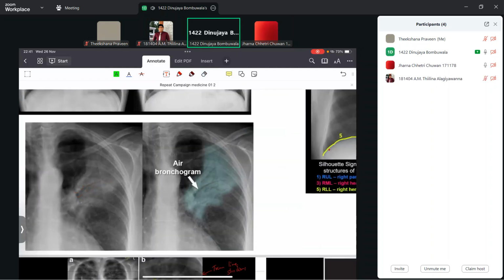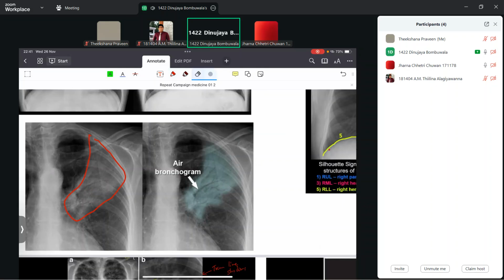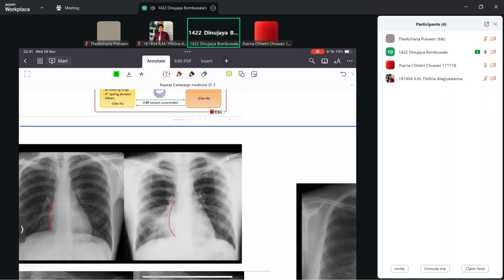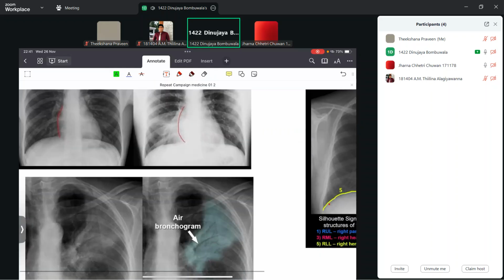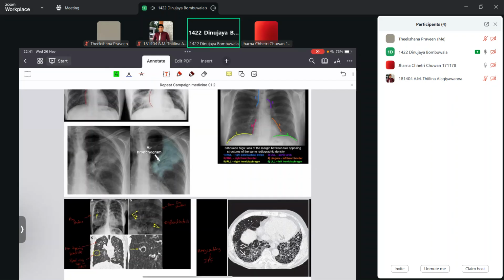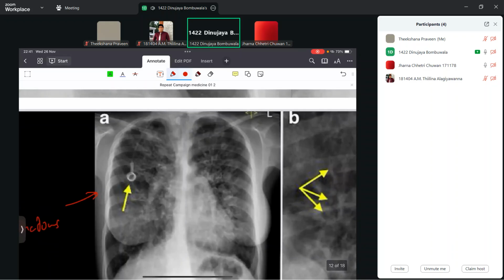We can see the air bronchogram when there is consolidation or fluids within the alveoli, which occurs in pneumonia, not in bronchiectasis. In bronchiectasis, what happens is there is irreversible dilatation of bronchioles and bronchi, not fluid-filled alveoli. So air bronchogram can be seen in consolidation. Next, this is ring shadows.